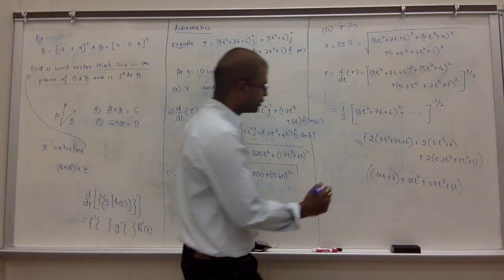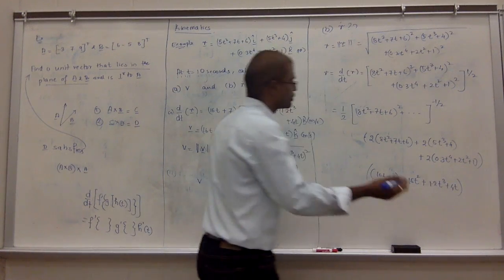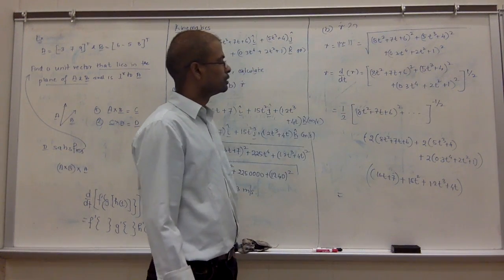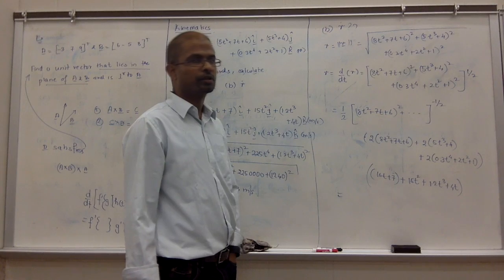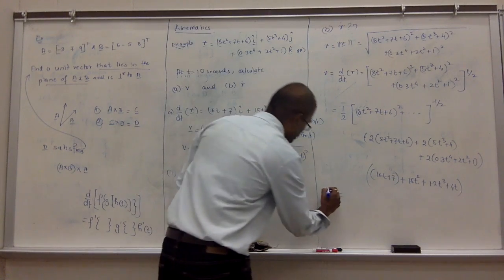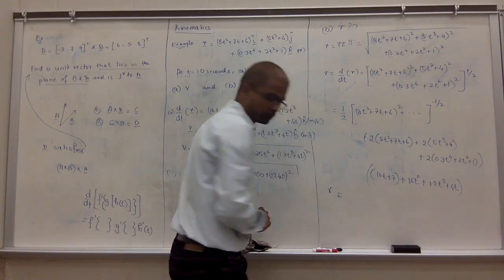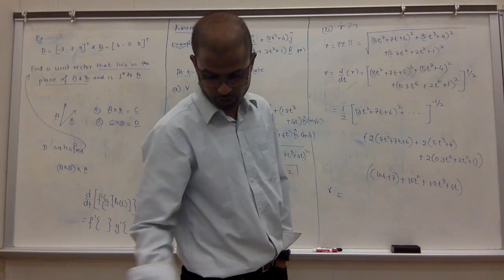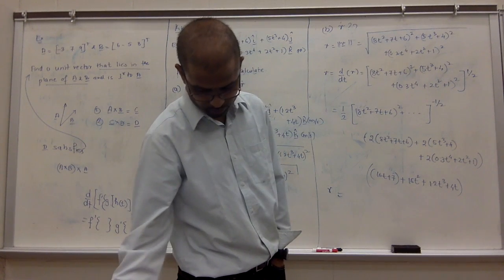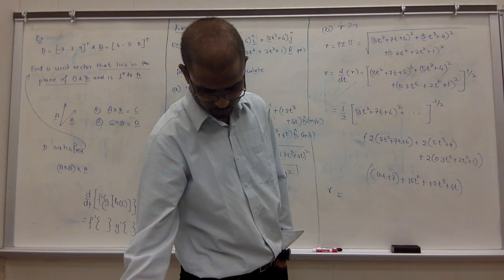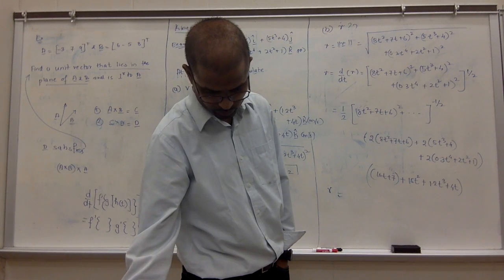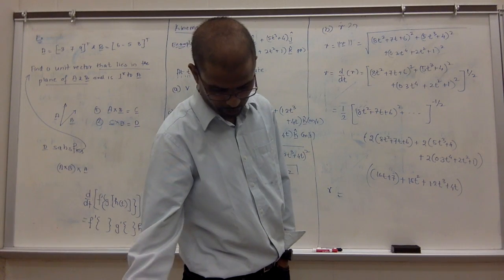Now, once you have this, you can just substitute t equal to 10 and figure out the answer. So your r dot comes out to be 1935.5.